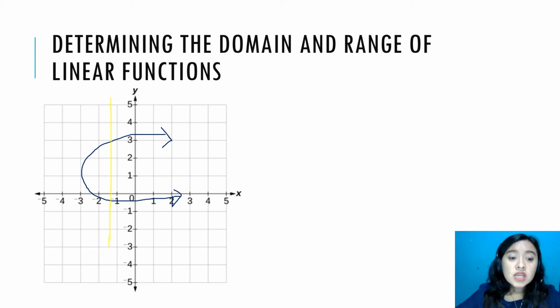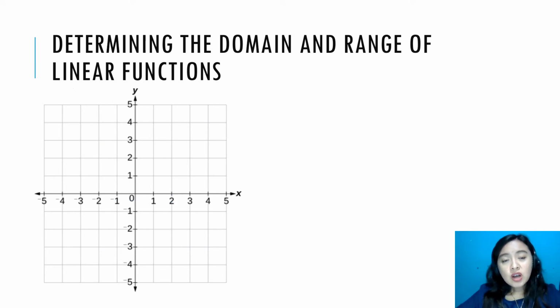Okay? Because it hits our imaginary line, or our test line, twice. But for linear functions, since we are dealing with linear functions, the graph will always be a line. Okay, so since it is a line, it is essentially a function, because it intersects our test line, our imaginary pencil, only once.